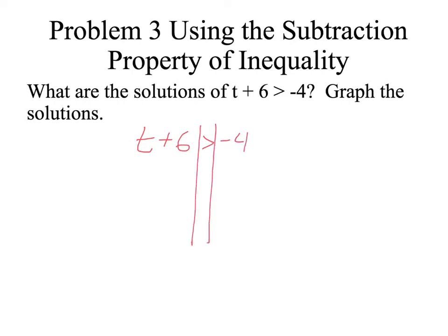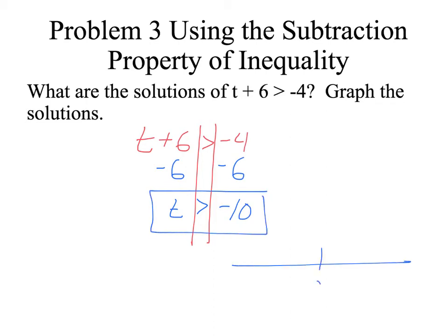We want to isolate the variable t, so if we have t plus 6, we want to subtract 6 from both sides. So we have t is greater than, starting with negative 4, subtracting 6, we have t is greater than negative 10. So let's just graph this one. We have 0, we have 10, we have negative 10. Open circle on negative 10 because it's just greater than, and then the numbers that are greater than negative 10 are all these numbers going up this way.